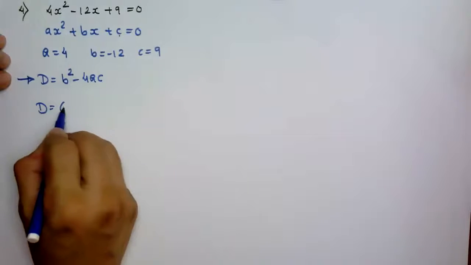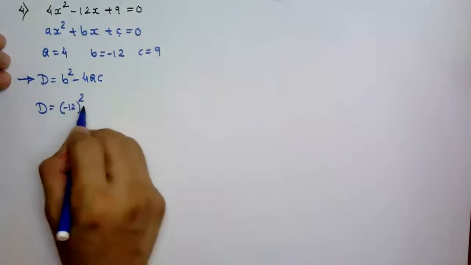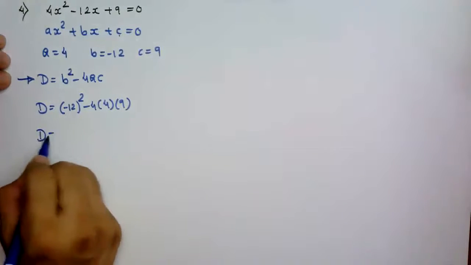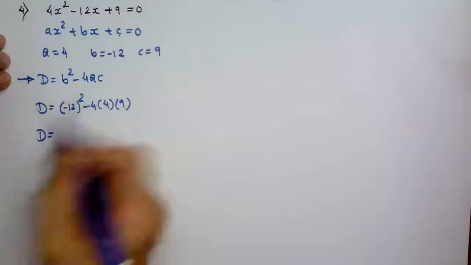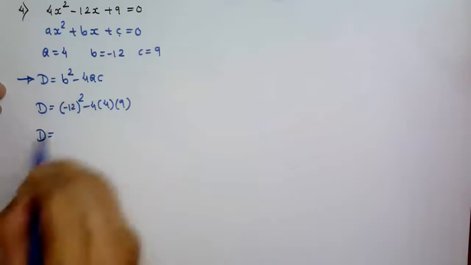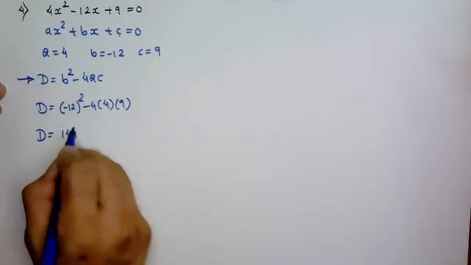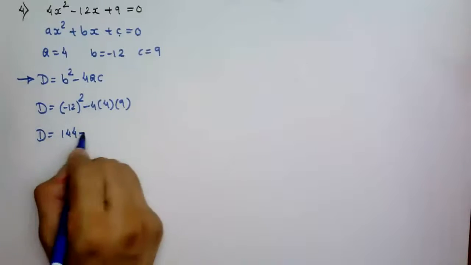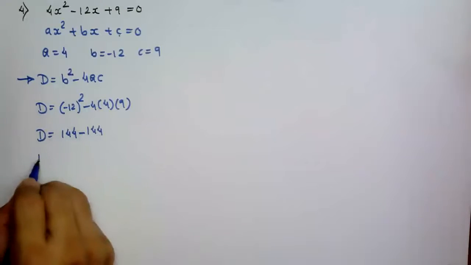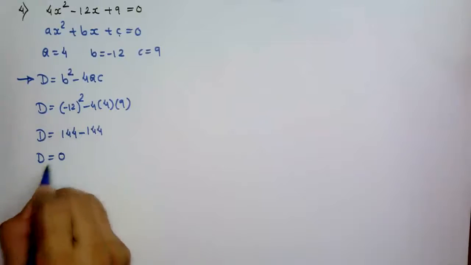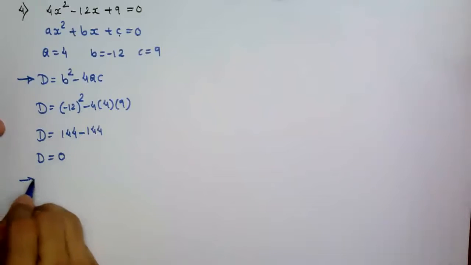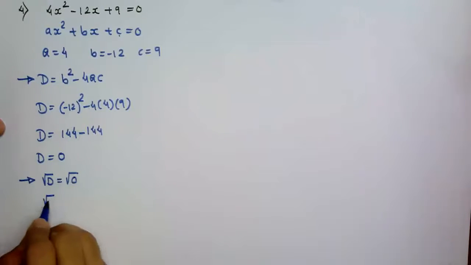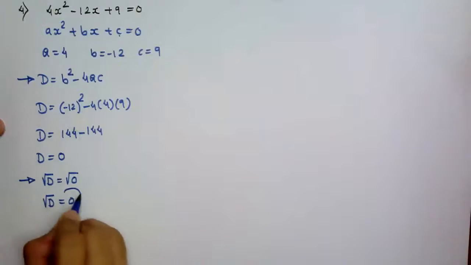b is minus 12 squared minus 4, a is 4, c is 9. Minus will become plus as it is being squared, 12 squared, 12 times 12 is 144, minus 9 fours are 36, 36 fours are 144. You can use your calculator, my dear. This minus this is 0. Oh, discriminant is 0. So the square root of d is square root of 0, and square root of 0 is 0. That's very important.